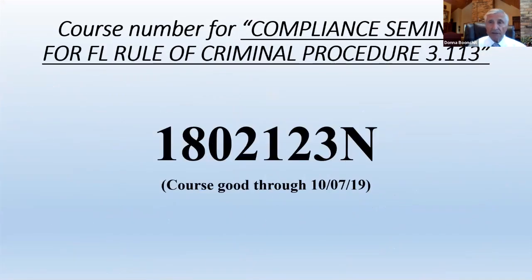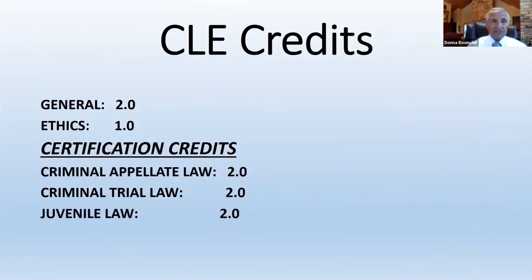The course number you can write down, and you do have to tell the Florida Bar what the course number was that you listened to. And it is 180. Actually, that is not correct. It is not 180. The compliance number I will give you at the end of this presentation. The CLE credits: we have a general 2 hours of CLE credits. Ethics is 1 hour. Certification, you get 2 hours of credit for appellate law, criminal trial law, and juvenile law.